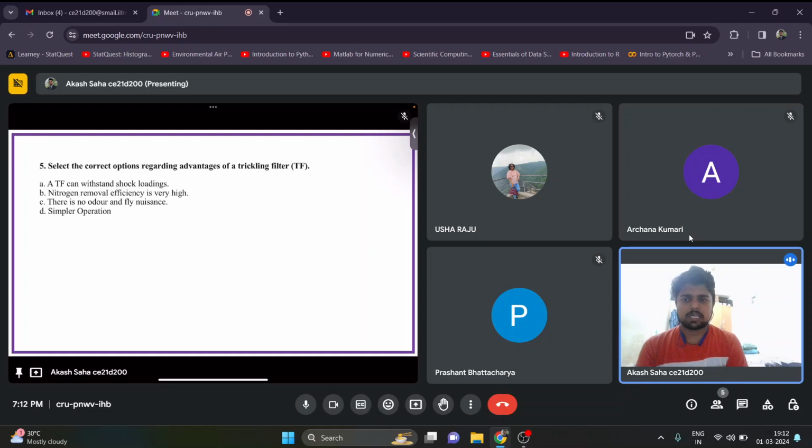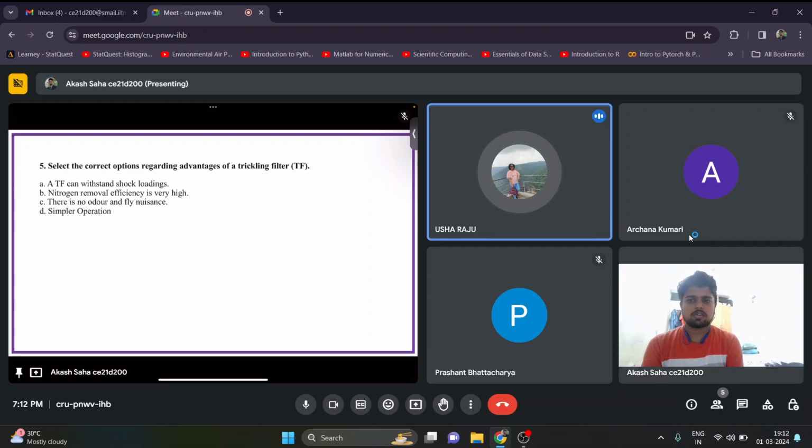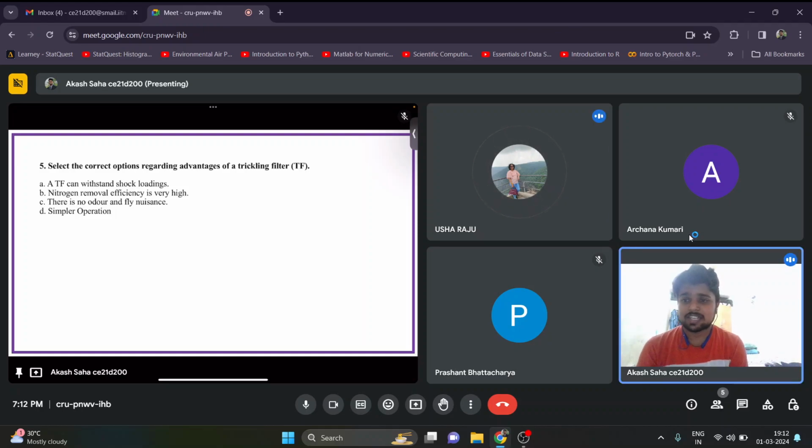So can it withstand shock loading? Is the nitrogen removal efficiency very high? Or is there no odor? All the options seem correct. All the options are correct. No, it is not so actually.